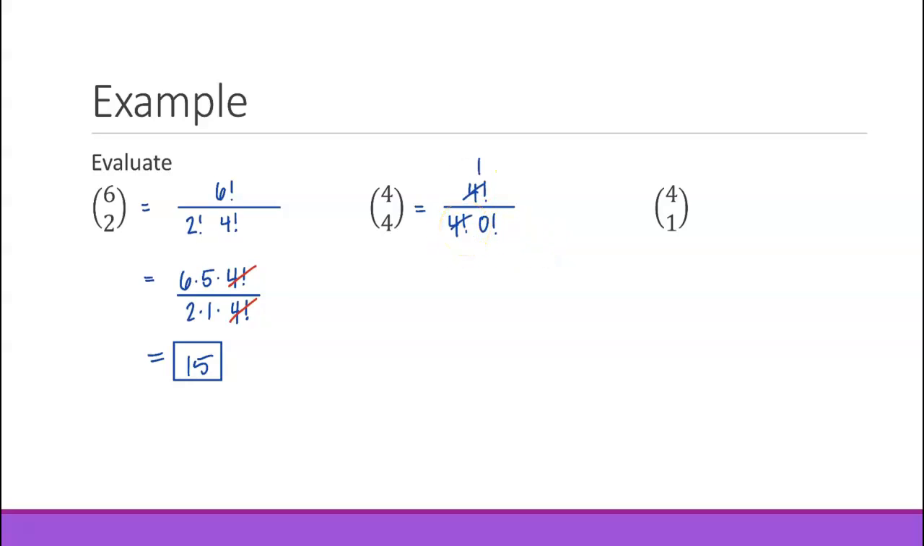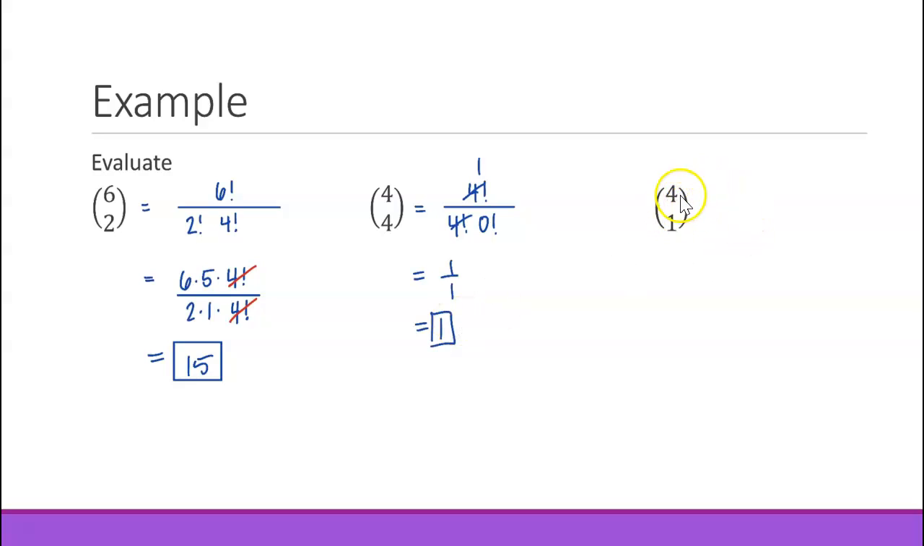So I have just a 1 on the top. And then here, 0 factorial by definition is 1. So I really just have 1 divided by 1 here, which is 1. And this was that shortcut I mentioned just a minute ago. If you have n over n, so if you have the same number over the same number, then the answer to the coefficient is just going to be 1. Same thing if you have n over 0, then the answer is just going to be 1.